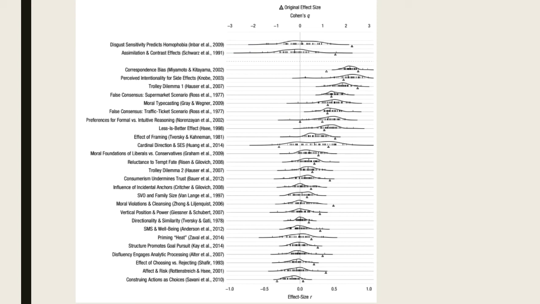And then some more kind of, in my view, preposterous things. Cardinal direction and SES. I'm not sure what exactly that is, but it just sounds unlikely to be true. Priming heat, which is if you prime heat, to what extent do people believe that global warming is true? So there's a range of different things in here.